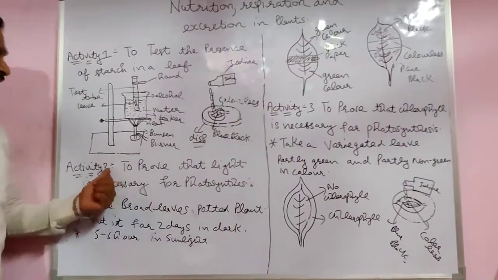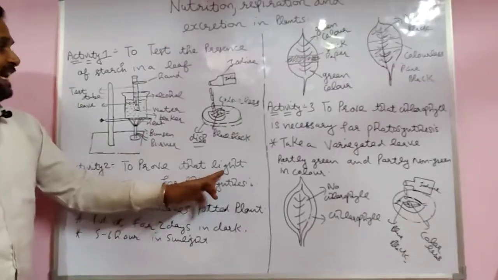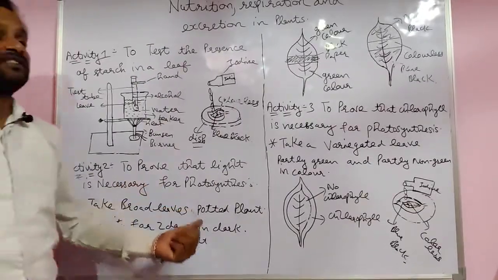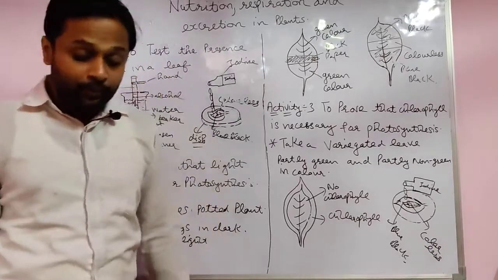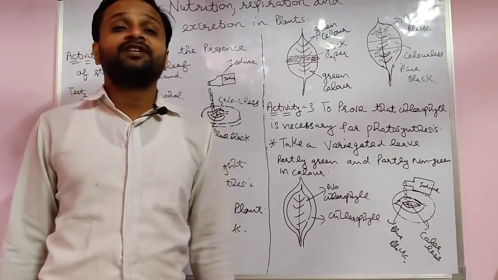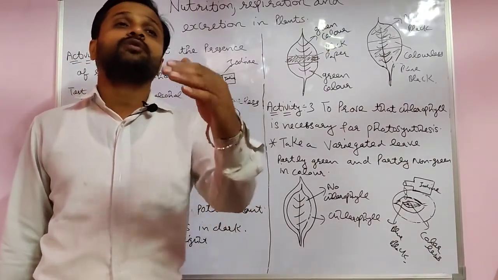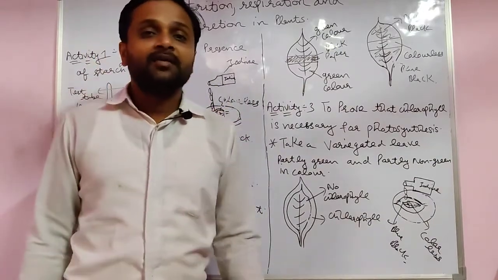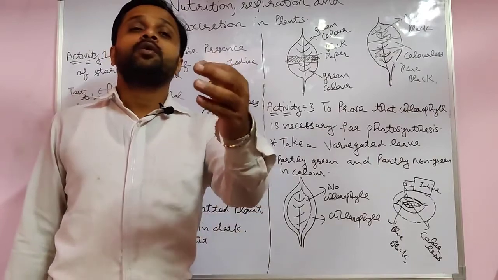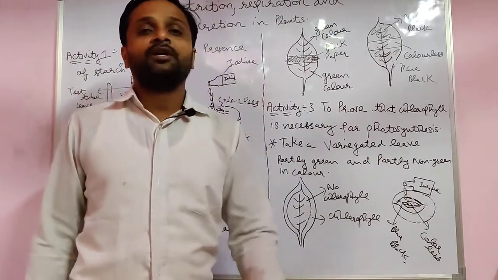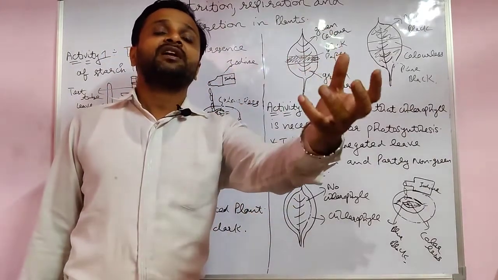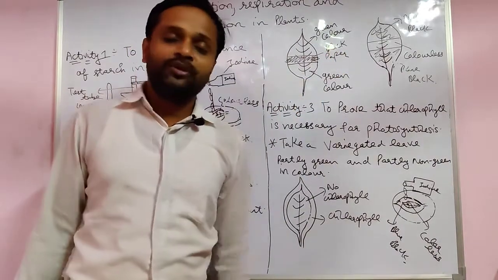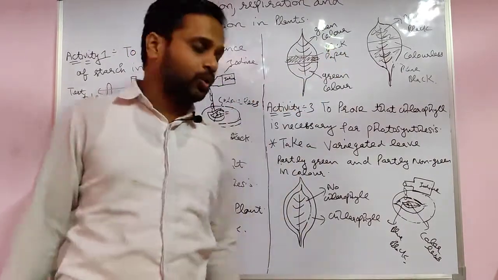The second activity is to prove that light is necessary for photosynthesis. You already know light has the special function of breaking CO2 into C plus O2. Who traps the sunlight? Chlorophyll only. And chlorophyll gives the sunlight energy to the CO2, which breaks into C plus O2.